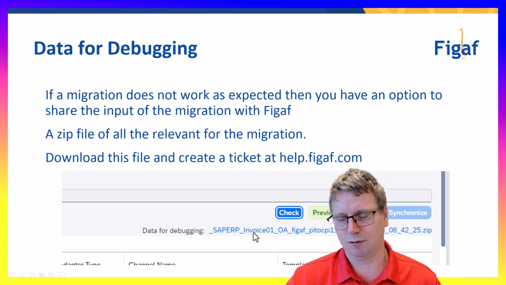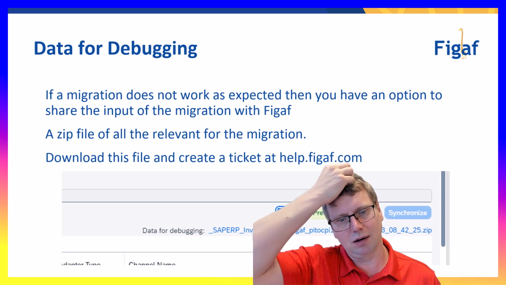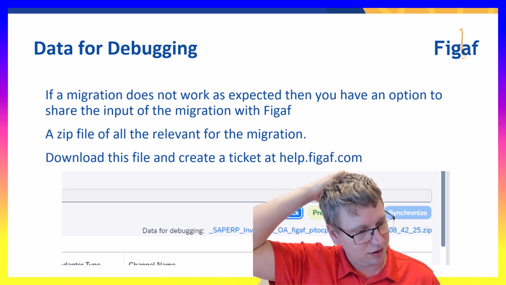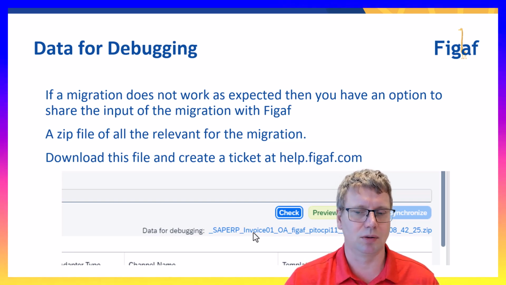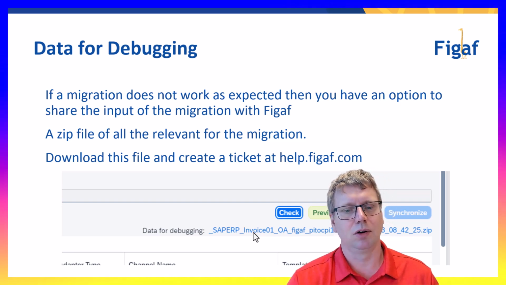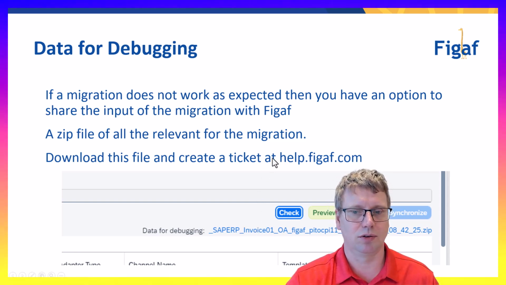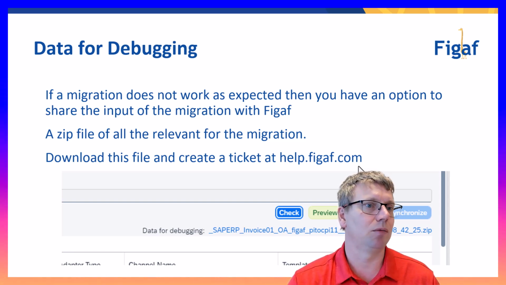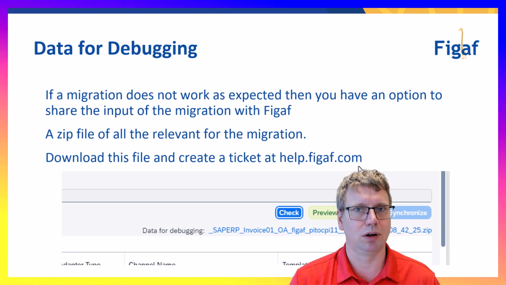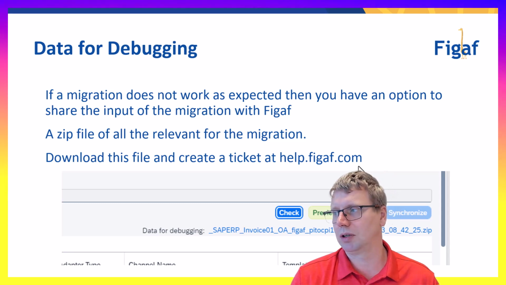So that means if you have a problem with a scenario, that you want to say, okay, hey, this is actually not creating the right data that we want. There's some problems with it. You can use this data for debugging. Download this zip file, create a ticket at figaf.com, send it, and then we can actually do troubleshooting on your specific scenario, migrate it, and find out what it is that's supposed to be doing.